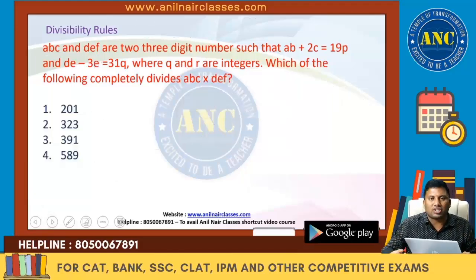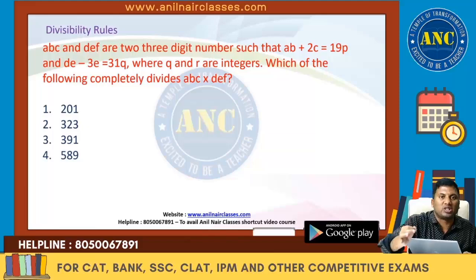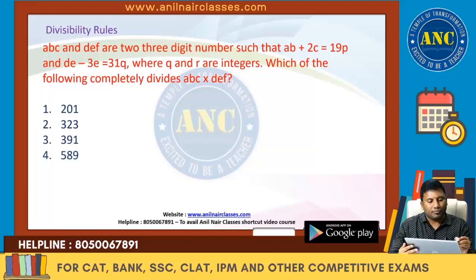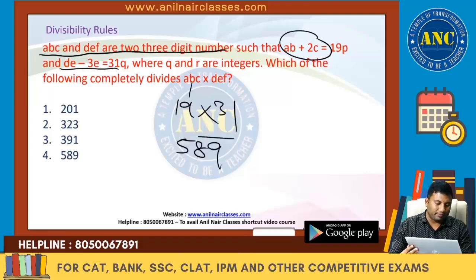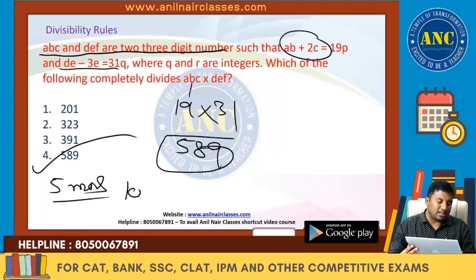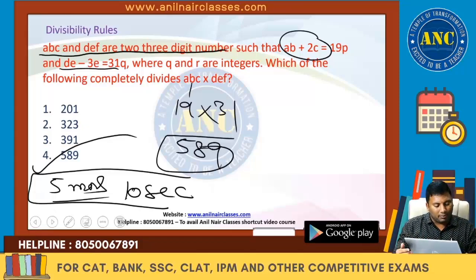Next is a CAT level question. Without keeping pen on the paper, my student should solve it. That is what I expect from every enrolled student. ABC and DEF are 3-digit numbers. AB plus 2C is divisible by 19. DE minus 3F is divisible by 31. I think same question, 589. It is actually a 5 minute problem. I translated it into a 10-second problem by giving you a thorough idea of how you can develop the divisibility rule for any prime number. I hope the idea is clear.